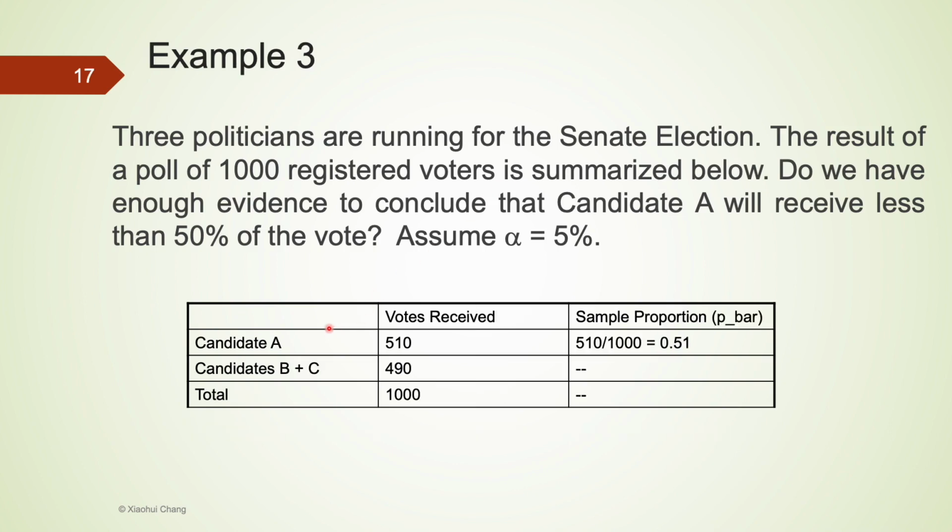In this exercise, we are only concerned with the proportion of votes received by A. So we can combine the votes received by B and C together. So A received 510 votes, whereas B and C together received 490 votes. We are able to calculate the proportion of the sample who vote for A: 510 over 1,000. That's 51% or 0.51. And this is our p-bar, the sample proportion.